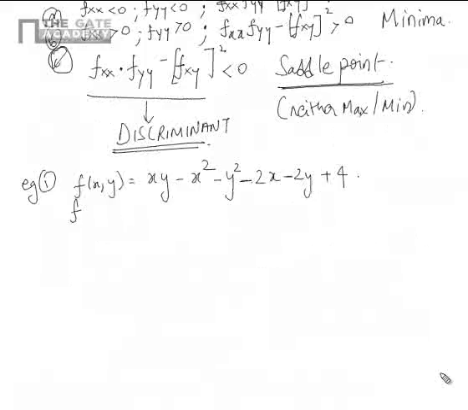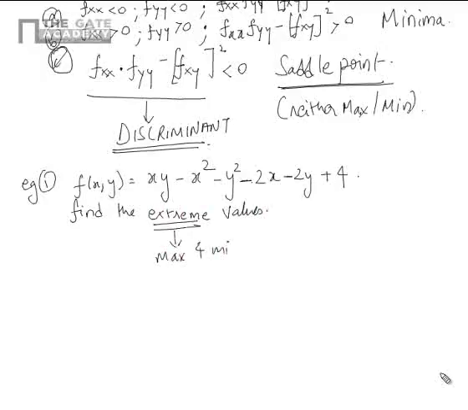Find the extremum values. Extreme means what? It is referring to max and min both. Okay, these are the two extreme values, right? So for that we have to find all the points. We have to find all these things. What is fx? What is fy? What is fxx? What is fyy? And what is fxy?